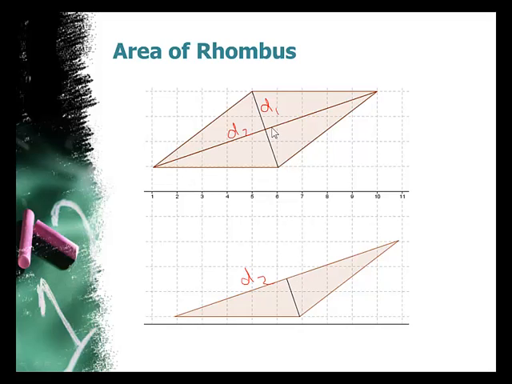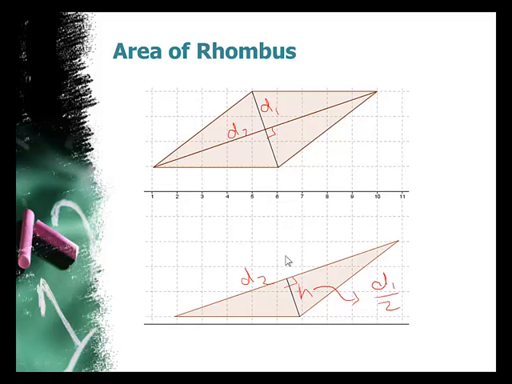Now, since this is a right angle here, this is also a right angle here. This is the height of my triangle, but it's not the whole of the diagonal 1, right? So it's just the half. So my height here is diagonal 1 divided by 2.